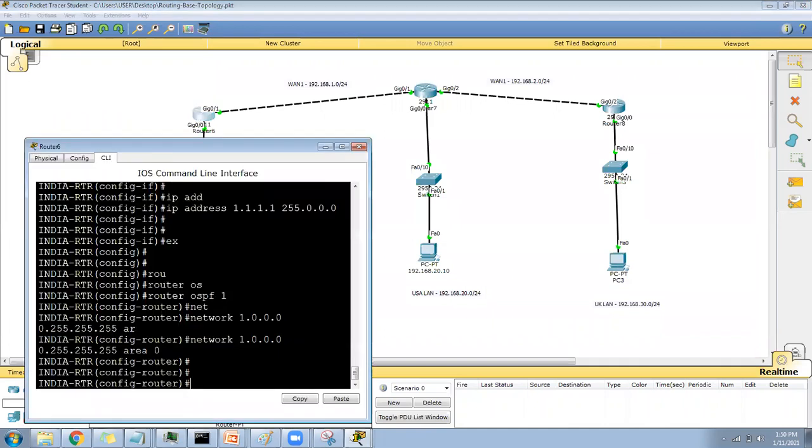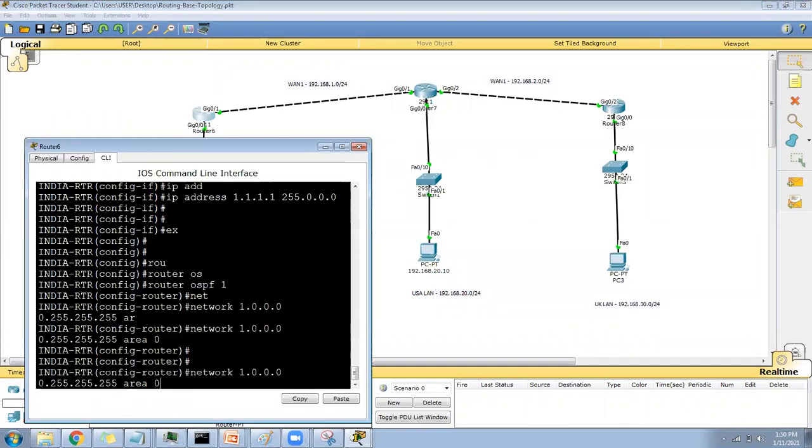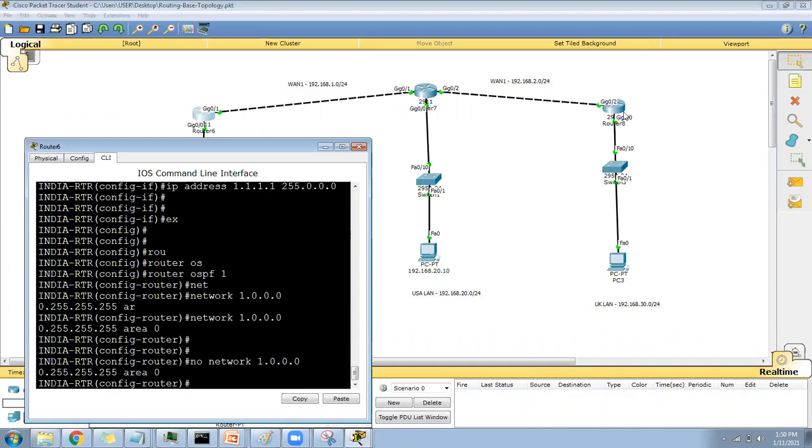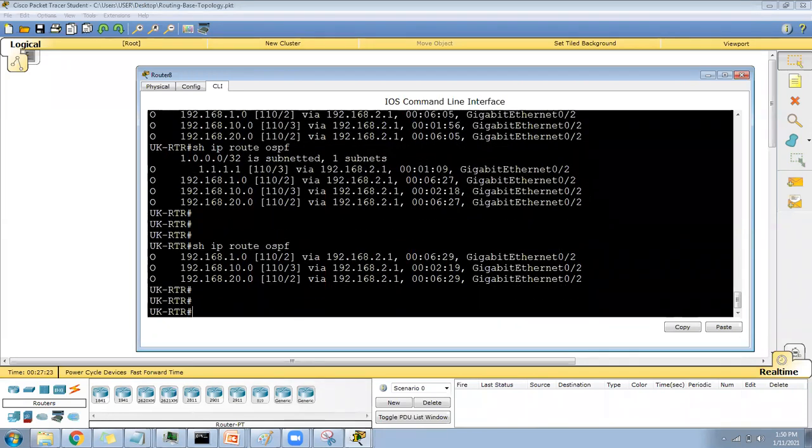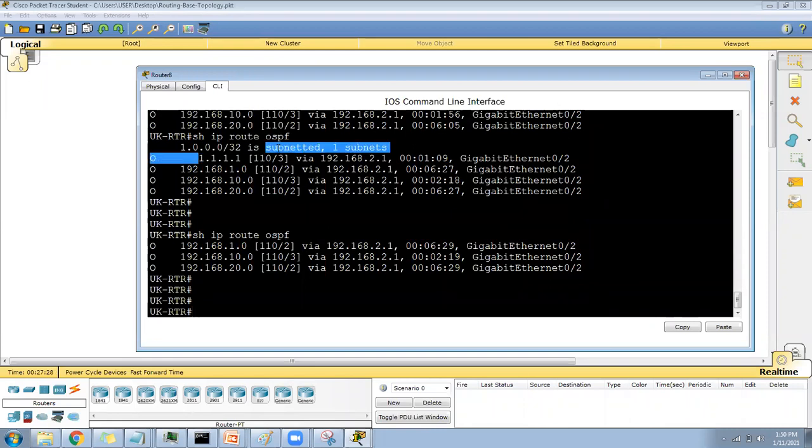Okay. So now I'm saying this network I don't want. No network. See, I just said no network here. So it removed it from the OSPF configuration. Can you see now? Boom, it's gone. One network was there, now it's gone. So what we understand is OSPF is much faster than RIP. Do you agree with me? Yes. The time taken is 4 minutes versus 40 seconds, exactly. So this is the difference you need to understand.